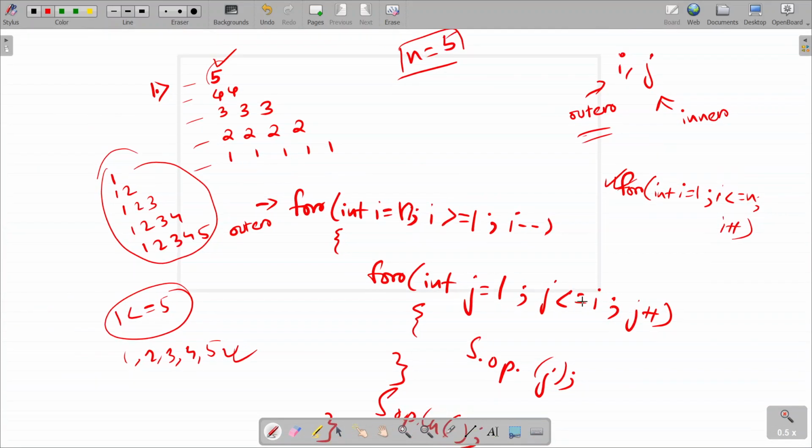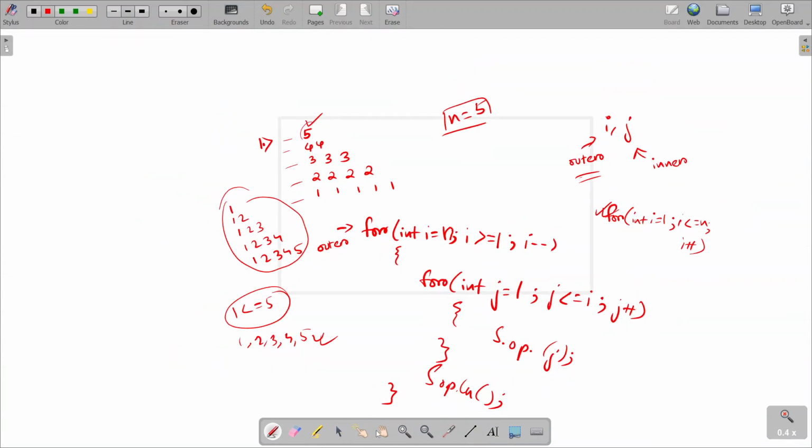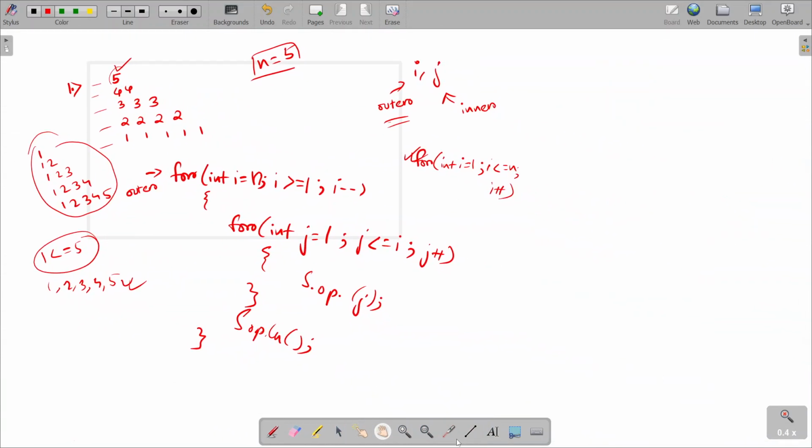If I show you a dry run, as per the code we have now, what will be the output? i is first declared as n, so i's value will be 5. And what is the condition? 5 greater than or equal to 1. Yes, the condition is satisfied, so it will enter the loop, and j will be initialized to 1. j less than or equal to i, that means 1 less than or equal to 5. Yes, it is satisfied, so it will print j.